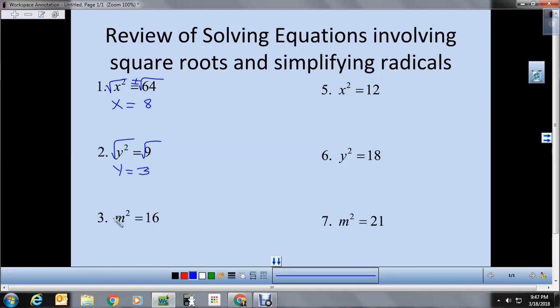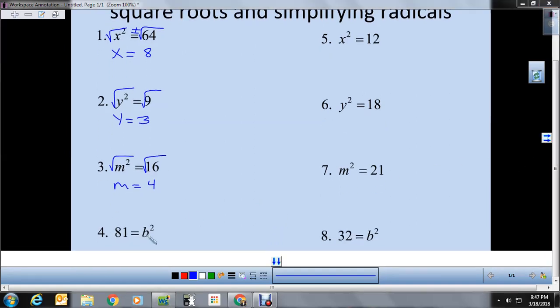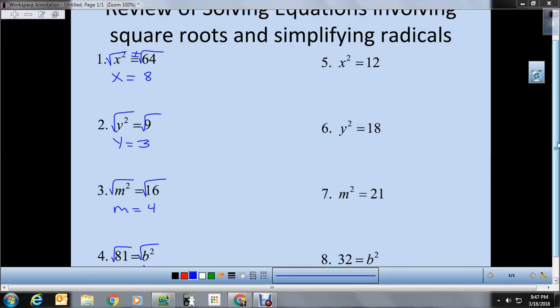So let's look down here at number 3. M squared is equal to 16. Square root of m squared, square root of 16. M is equal to the square root of 16, which is 4. Going down to number 4, 81 is equal to b squared. Notice that the b squared is over on the right and 81 is on the left, and it doesn't matter. It's still the same operation. We take the square root of b squared, the square root of 81, and b is equal to 9.